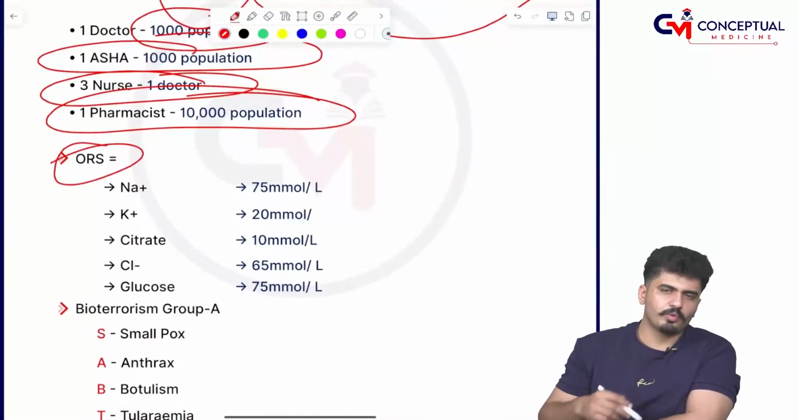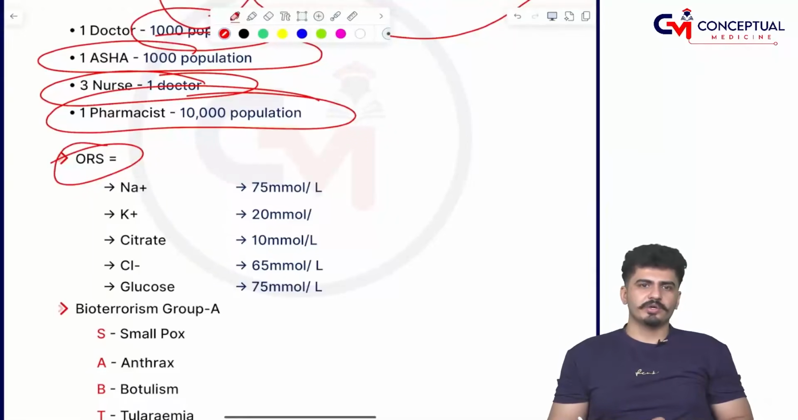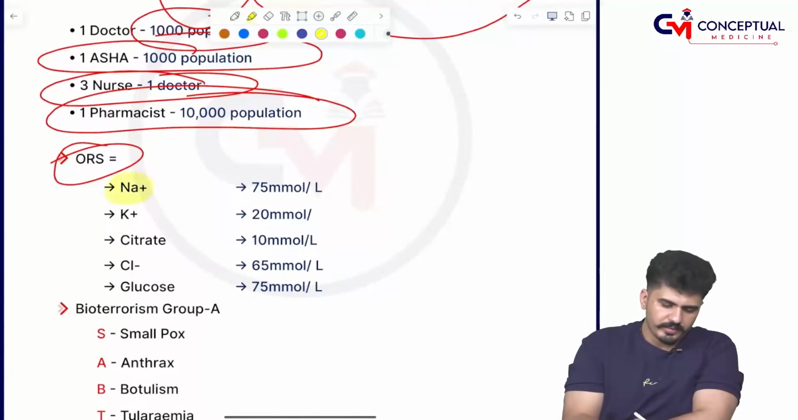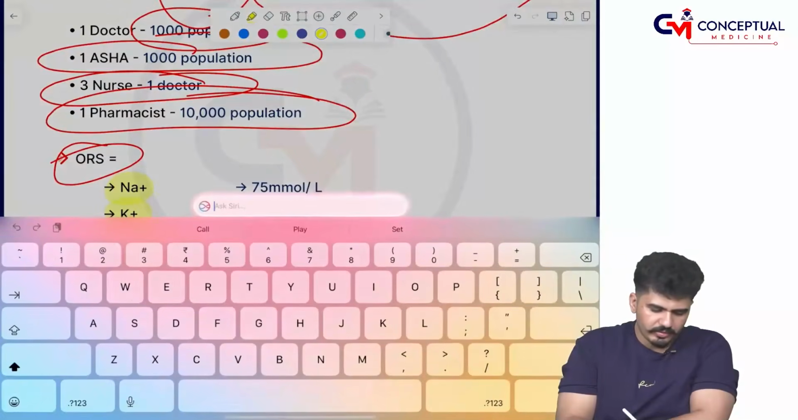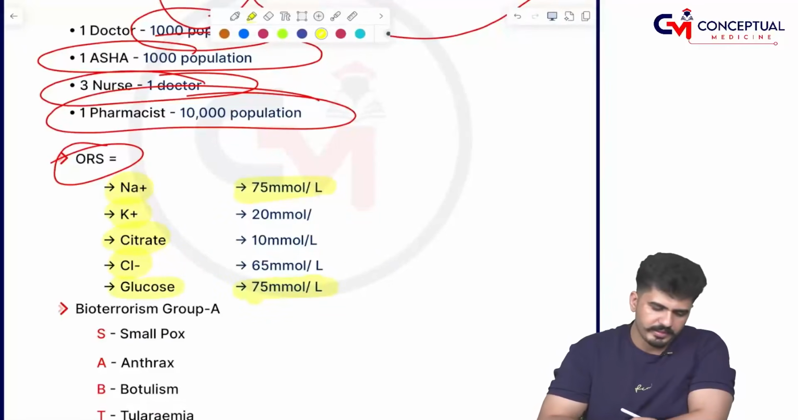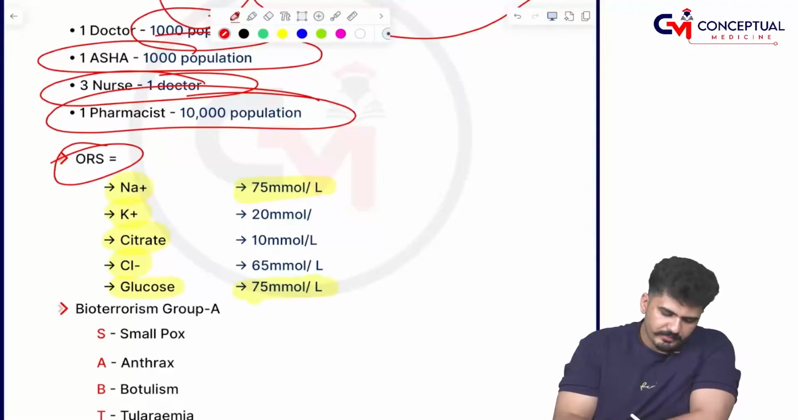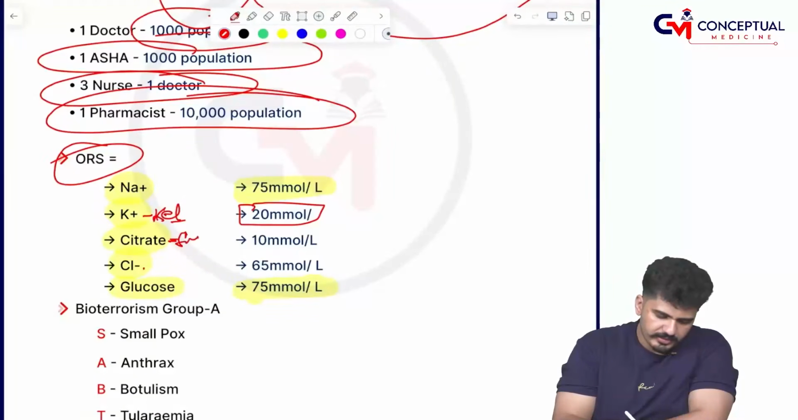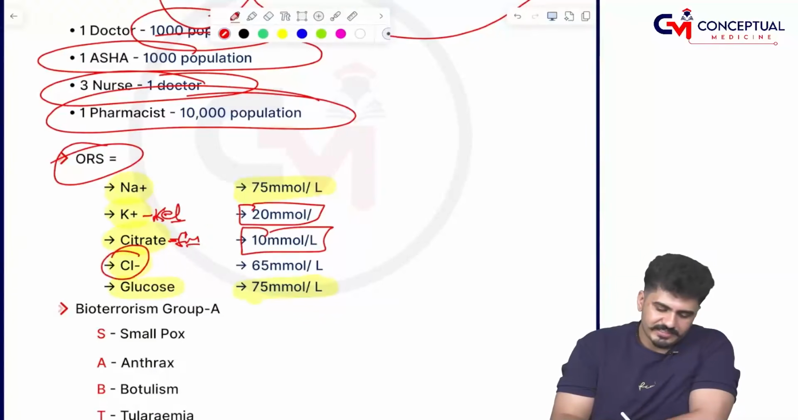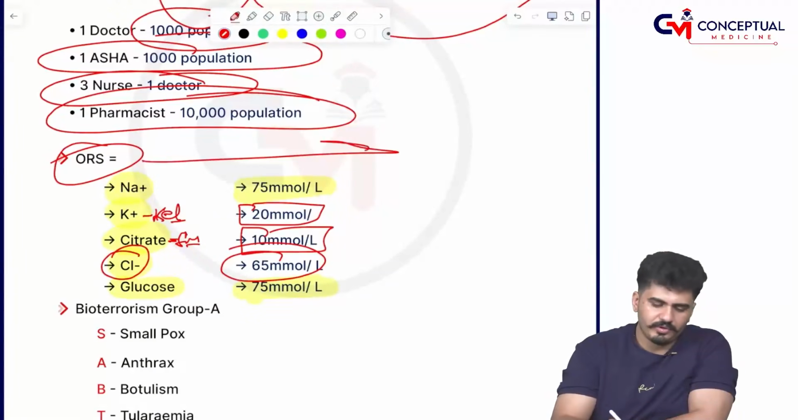Now ORS, what ORS contains is also your exam question. My dear friends, let's talk about ORS. First is sodium, potassium, citrate, chloride and glucose. Your sodium and glucose are the same, 75 millimole per liter. Potassium is like a banana, 20 rupees per kg, 20 mM. Citrate is like an orange, 10 rupees per kg, so 10 mM. Chloride is left, 65.